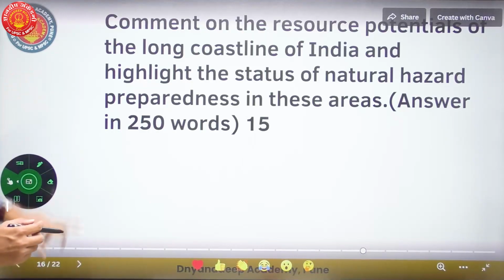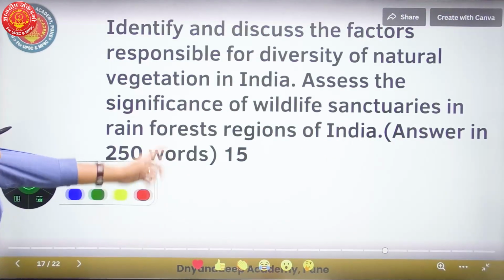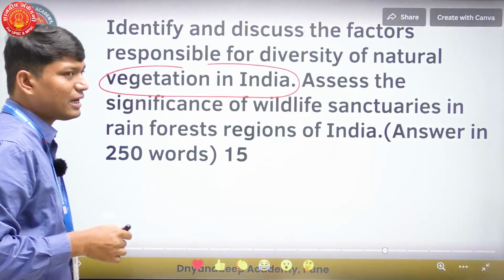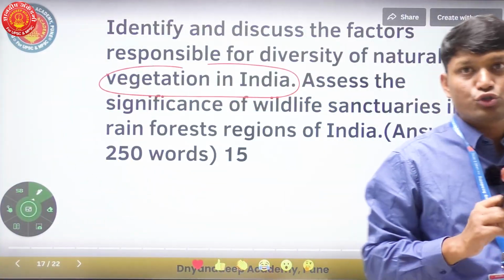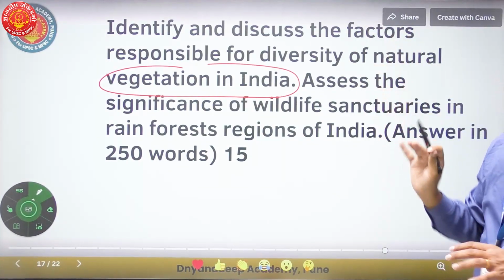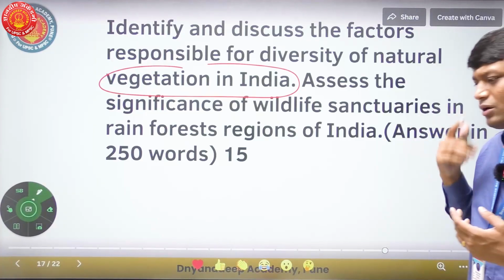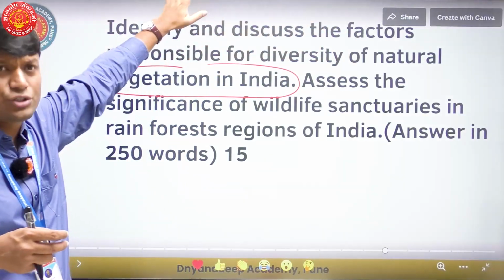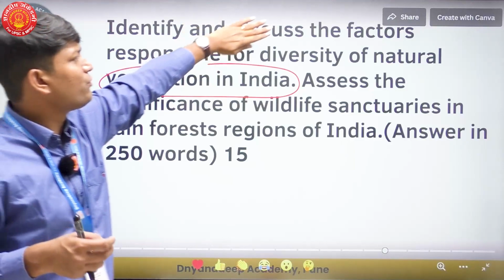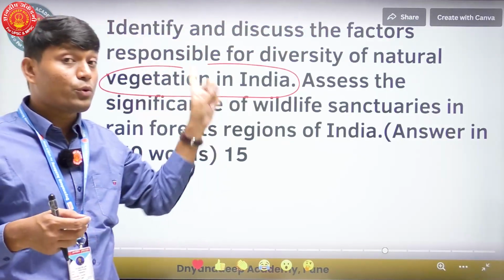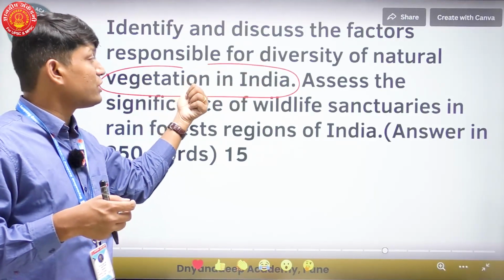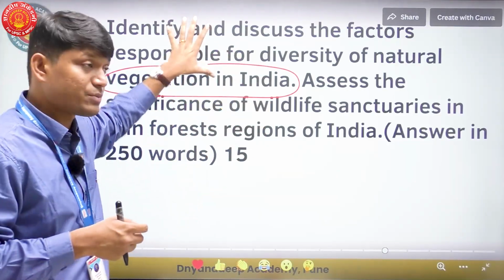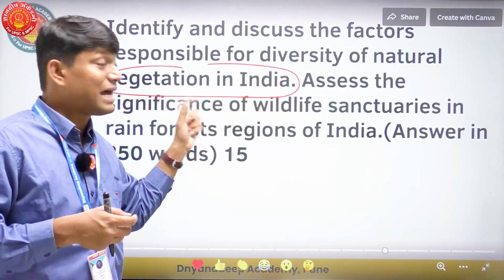Moving next, identify and discuss the factors responsible for diversity of natural vegetation in India. Basic question. Most of you again do not read this particular part, that is natural vegetation. Basically there are only 2-3 factors you need to address. Climate is there, soil is there, altitude is there, topography is there. If you address that part well, you also need to show the diversity of natural vegetation with the help of a map. So you have to provide what type of forest or natural vegetation India has. That is the first part.